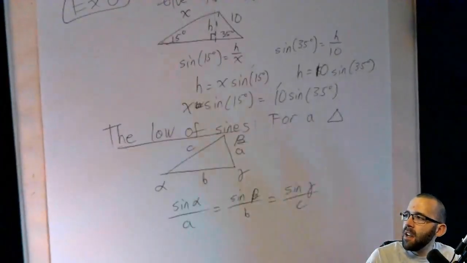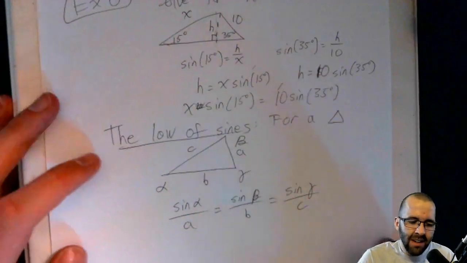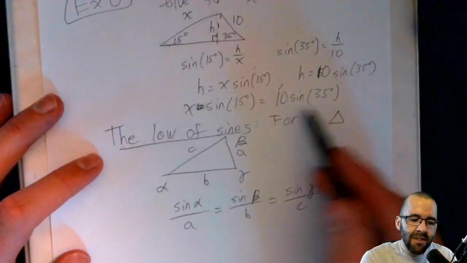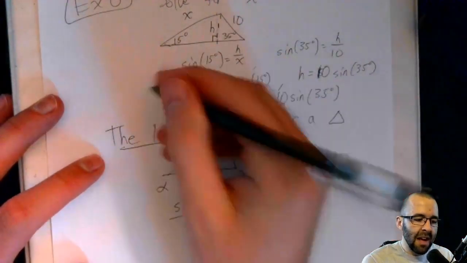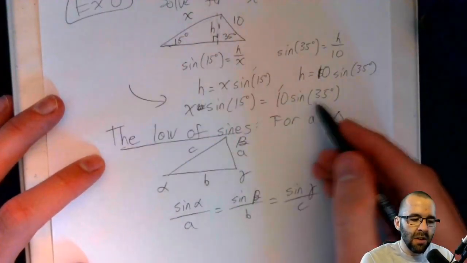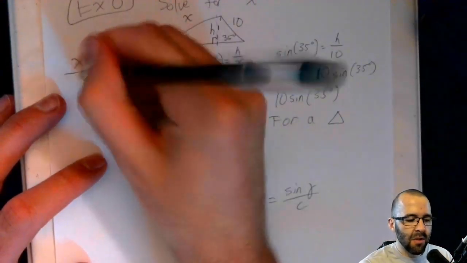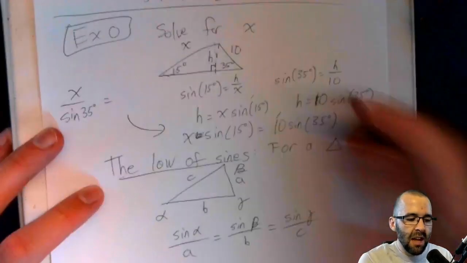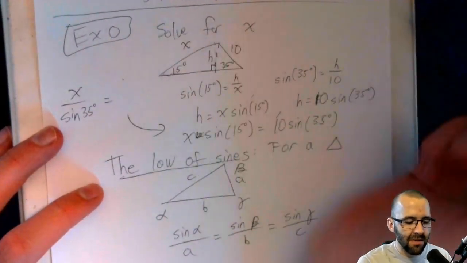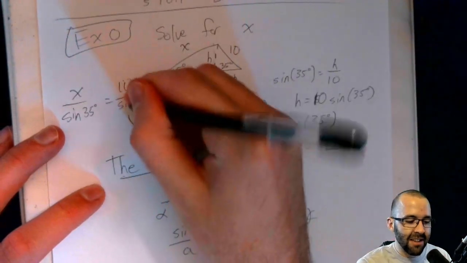And you might say, Jason, that's not what we did at all. But isn't it? Right? X times the sine of 15 equals 10 times the sine of 35. We could do a little bit of algebra. If we divide both sides by the sine of that side, we get X over the sine of 35 degrees equals 10 over the sine of 15 degrees.